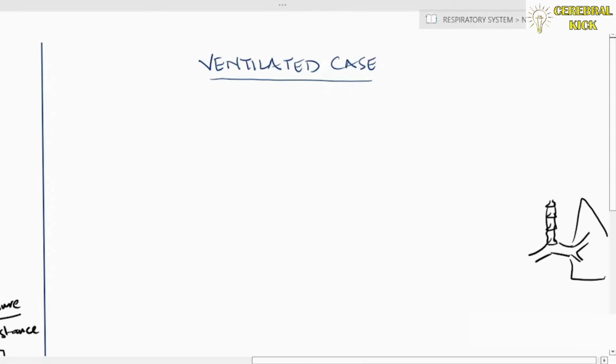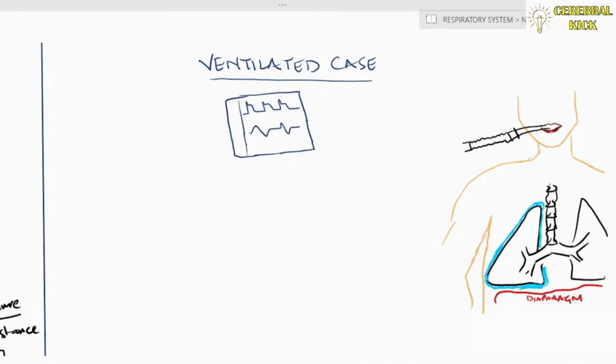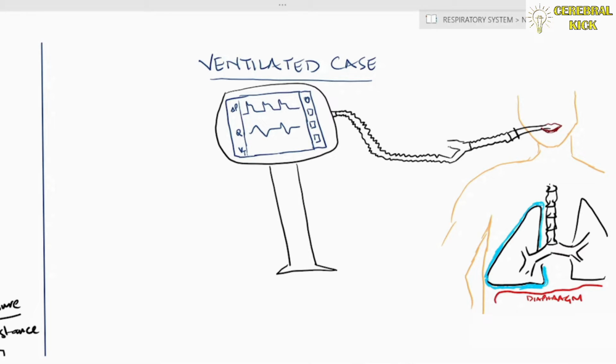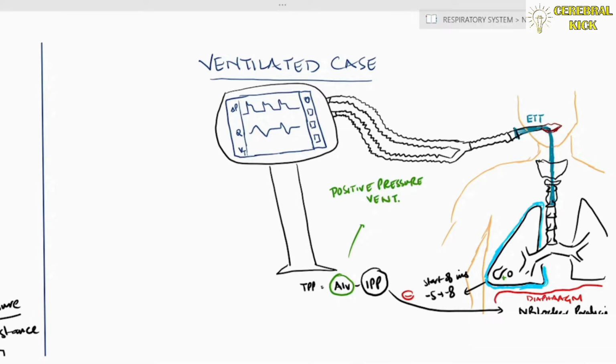Let's suppose we were to calculate the static and dynamic compliance of a ventilated case. So let's draw a patient with an ETT connected to a ventilator. Now we know that the diaphragm is the key muscle of spontaneous breathing, but in a ventilated case, through neuromuscular blockers, the diaphragm is paralyzed. As a result, the diaphragm will not move downwards, so the intrapleural pressure will not change. Now in order to generate flow, we will have to increase the pressure from above, and this is where positive pressure ventilation of the ventilator comes into play.